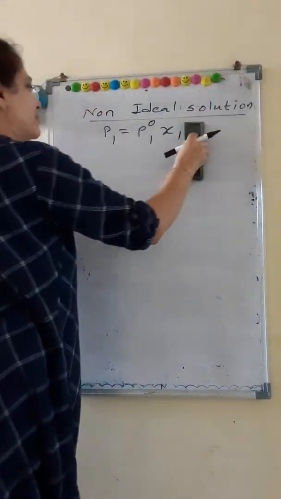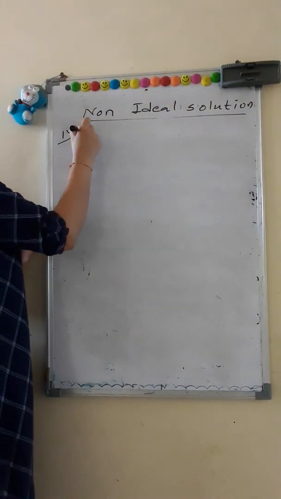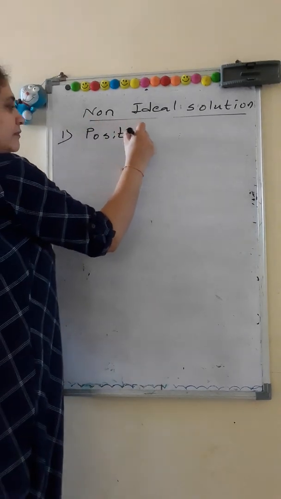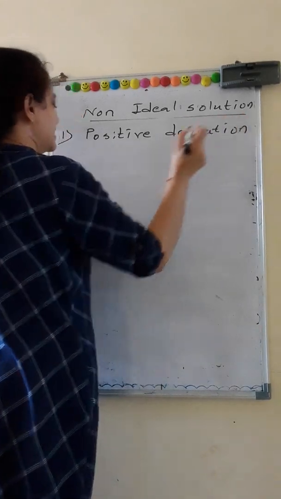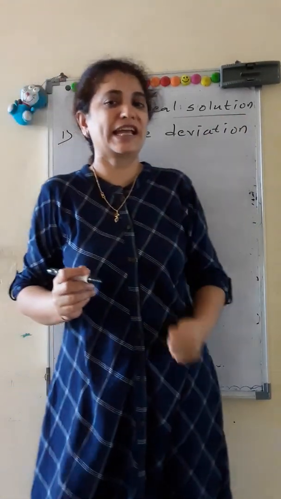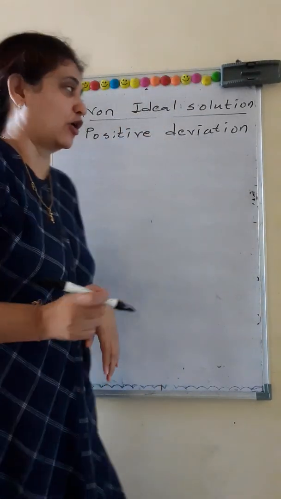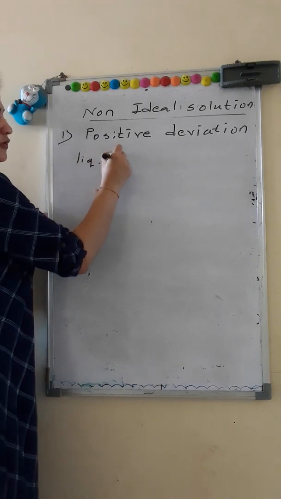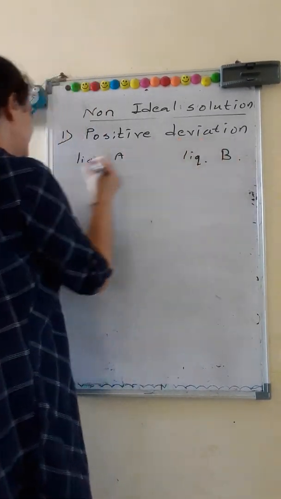Now when will this happen? This will happen in two cases. One, they will be showing positive deviation. And second, they will be showing negative deviation. Let us look at what positive deviation from Raoult's law is. Suppose I have two liquids, liquid A and liquid B.